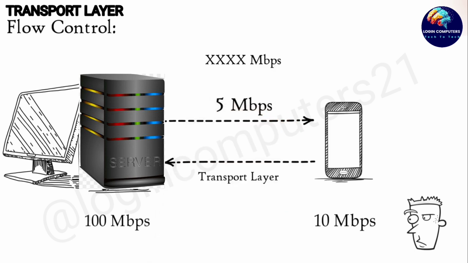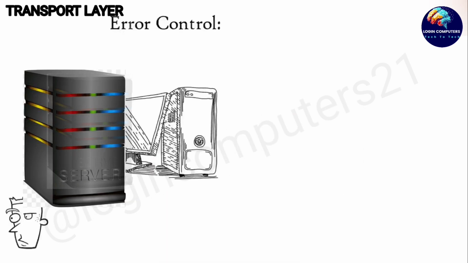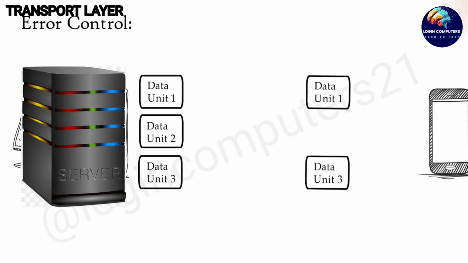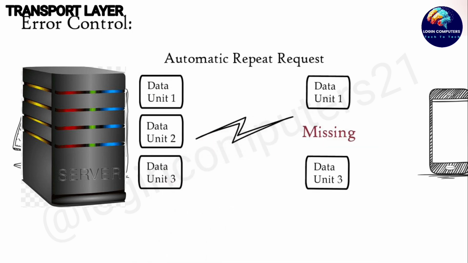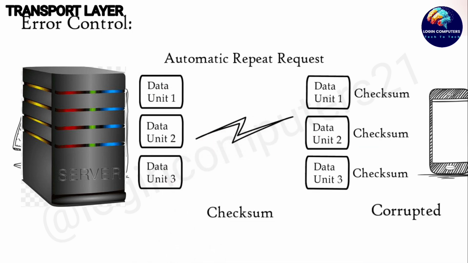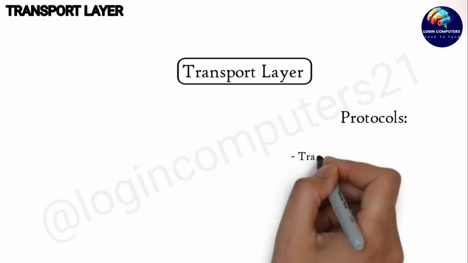Similarly, if the server is sending data at 5 Mbps, the mobile phone tells the server to increase the data transmission rate to 10 Mbps to maintain system performance. Transport layer also helps in error control. If some data units do not arrive at the destination, transport layer uses the automatic repeat request scheme to retransmit lost or corrupted data. Checksum, a group of bits added to each data segment by transport layer, is used to find out errors in the received data unit.